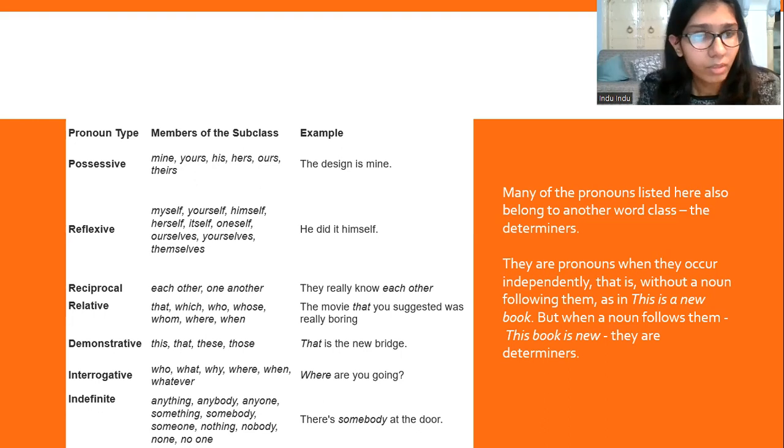Okay. Now we go to interrogative pronouns. Obviously, all the question words, who, what, why, where, when, whatever, where are you going, how are you, all these are interrogative pronouns. Then we have indefinite pronouns.